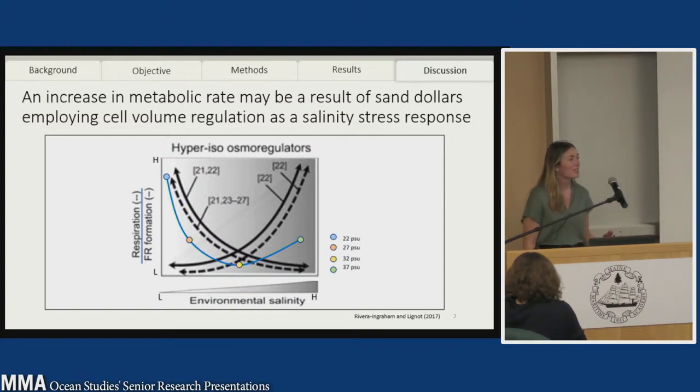So it would be important to investigate this further to understand how sand dollars will conform to longer exposure to these salinity environments. And then the other hypothesis of my study was that the burrowing behavior would be impacted by these cellular processes, but there was no significant difference in that portion of my study.